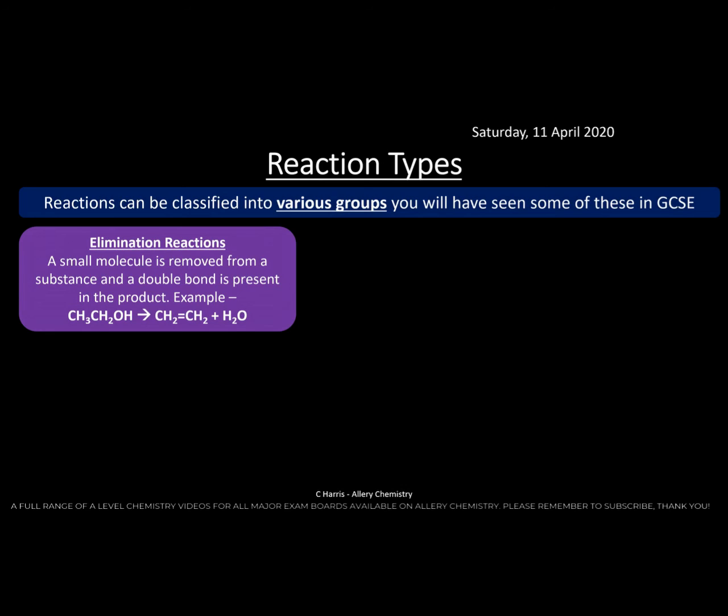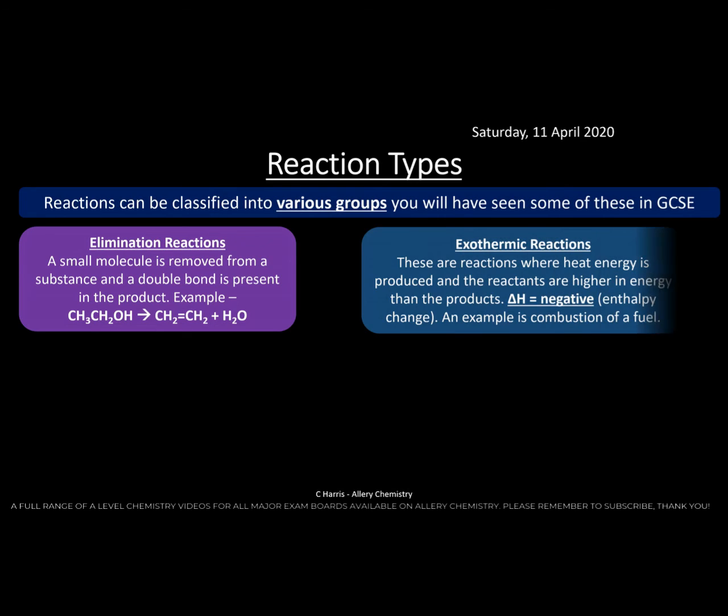Elimination reactions. This is basically where a small molecule is removed from a substance and a double bond is formed. A classic example is eliminating water from an alcohol. This is also known as dehydration in this example. There is a bit of crossover with some of these, but it's basically where we've got one reactant or one substance and we're removing something from that. So that's elimination.